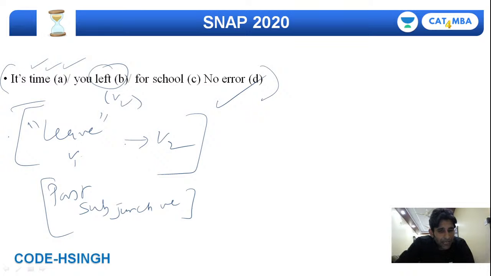ठीक है, so I hope you got the logic right. Okay, so the concept was that whenever you have these expressions, it's time, it's high time, it's about time, we always use the second form of the verb. Okay, so that is correct. Yes, we have used the second form of the verb, and the answer is D option. No error. There's no error in this sentence. Answer is D. Okay, sure.